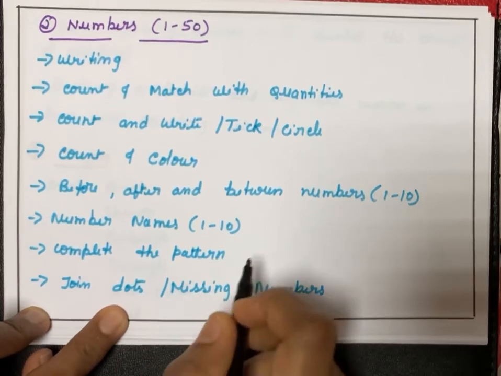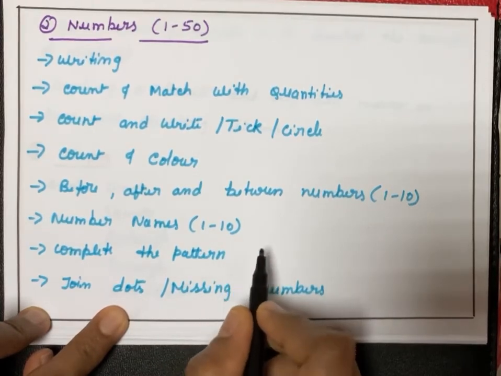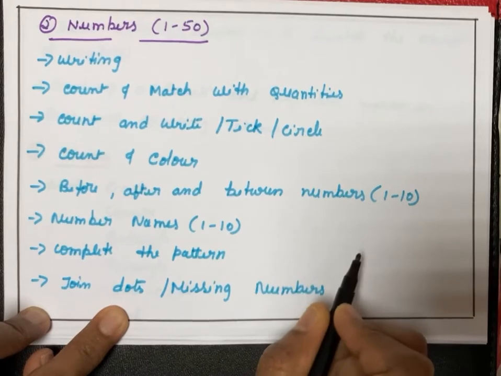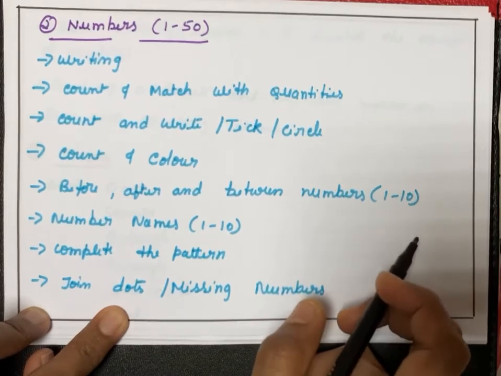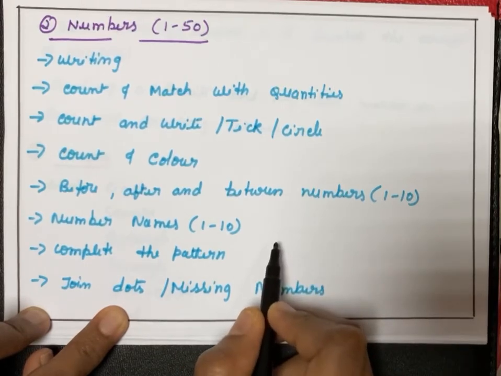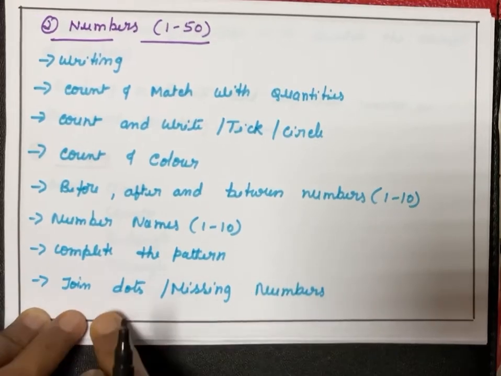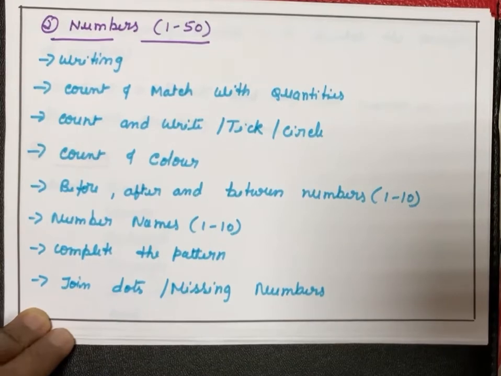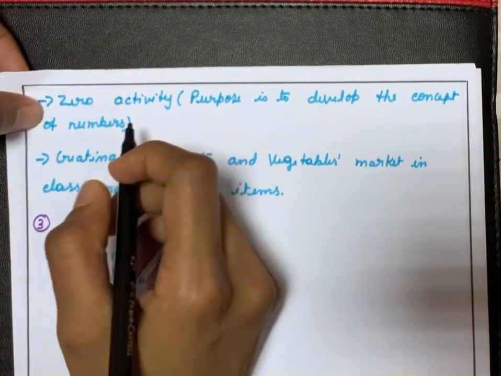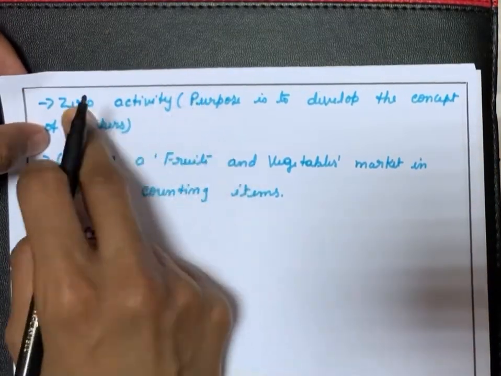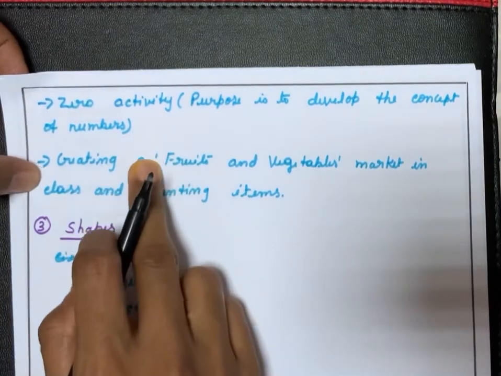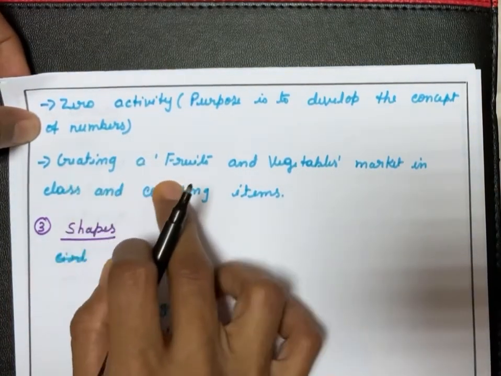Then missing numbers. Missing numbers means 1, 2, then 3 is missing, 4 will be written, 5 is missing, 6 will be written. So whichever number is missing, they have to write that number there. So these types of worksheets you can prepare. Next is zero activity. You can clear them the topic of zero activity. Then next is the topic on fruits and vegetables.